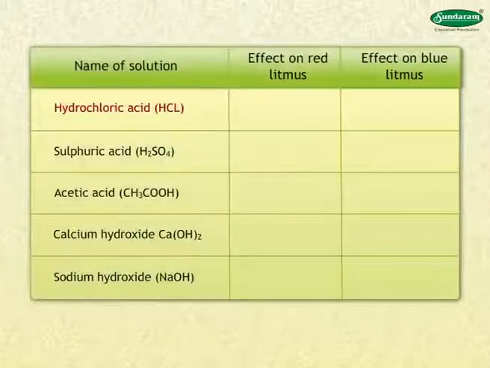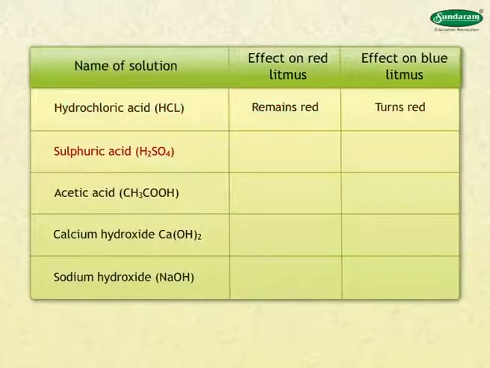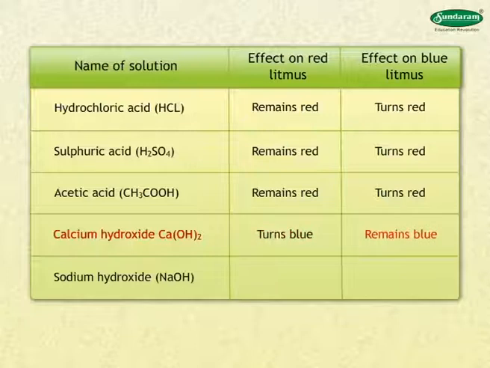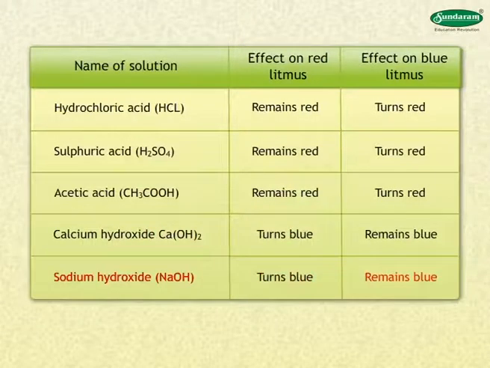In hydrochloric acid, red litmus remains red and blue litmus paper turns red. In sulfuric acid also, red litmus remains red and blue litmus paper turns red. In acetic acid too, red litmus remains red and blue litmus paper turns red. In calcium hydroxide, red litmus turns blue and blue litmus paper remains blue. In sodium hydroxide too, red litmus turns blue and blue litmus paper remains blue.